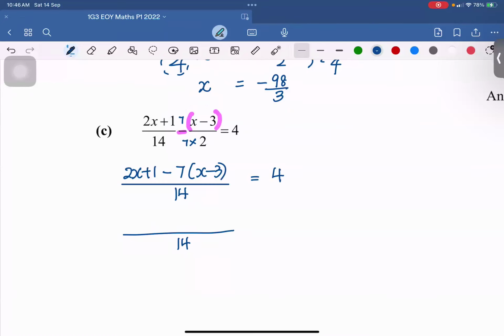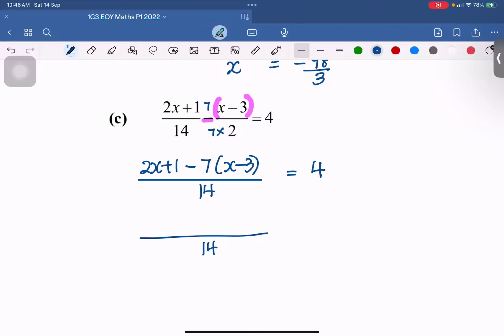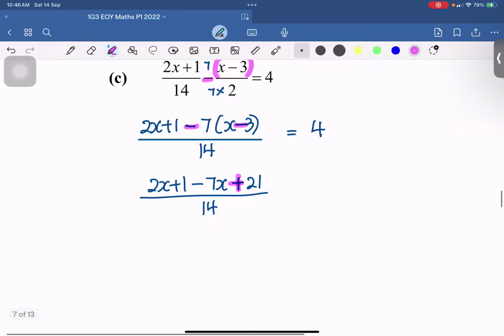Next, Eli. Ryan Lim, expand my numerator for me, please. 2x plus 8 plus 1 minus 7. Wait a minute. Do you say plus 8? Are you sure? I said plus 1. Okay, plus 1. 2x plus 1 minus 7x plus 21. Thank you very much. Okay, you remember to expand the bracket into a positive number equals to the number 4.